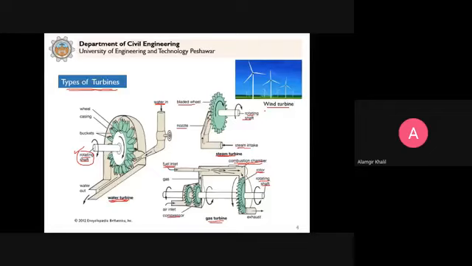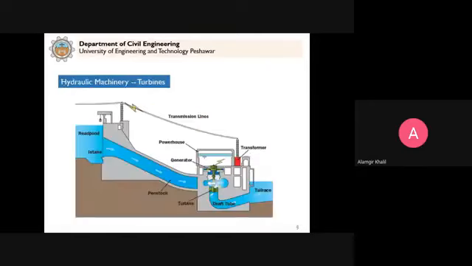So we have different types of turbines, but primarily we will be focusing on water turbines. Civil engineers are more concerned with hydraulic turbines. That's why in this course, the type of turbines that we will study in detail are hydraulic turbines or water turbines. Clear? Because they are water driven. Now, why are we interested in water driven turbines?